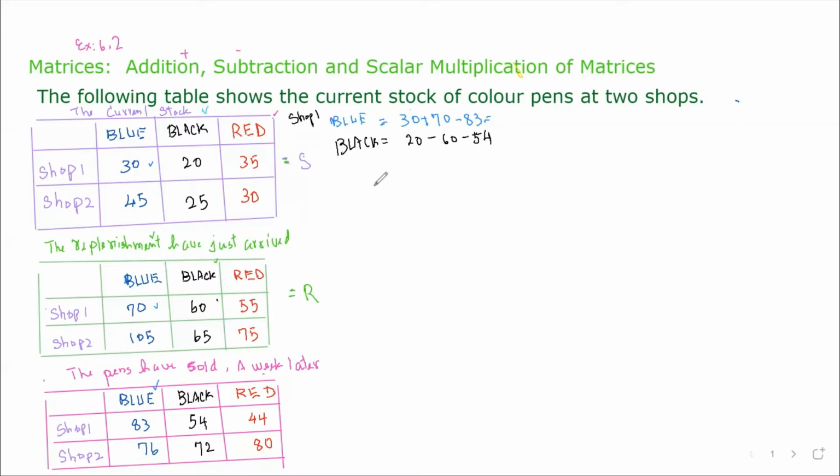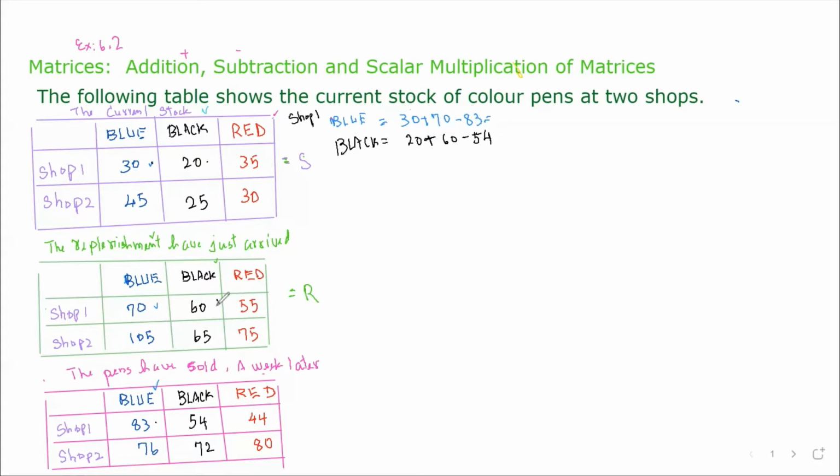And the red color you do the same way. For the first shop, blue color, we have 30 in stock, then the purchase is added up, and then you sold 83 pieces one week later. And the black for the first shop: 20 minus, this one should be plus, sorry.